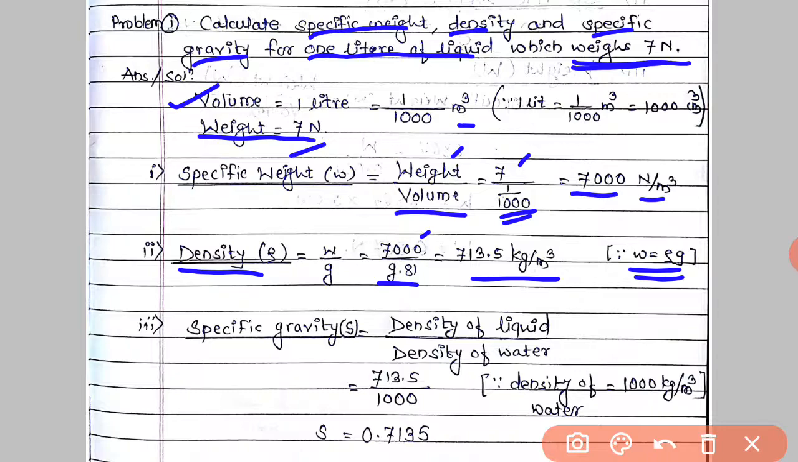So now we have to calculate specific gravity. Specific gravity is given by capital S is equal to density of liquid upon density of water. Or we can use the formula with weight density also. Here we know the density of the given liquid and we already know the density of water. So density of the given liquid is 713.5 and density of water is 1000 kg per meter cube. So specific gravity for the given liquid is S is equal to 0.7135.